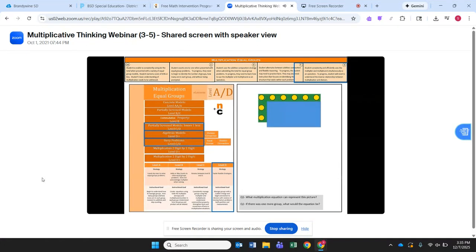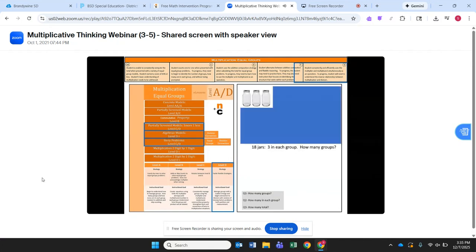So if you take a look here again, this would be in the E lesson, right? And it says, what multiplication equation can represent this picture? And they're going to go ahead and say, 3 times 6. If there was 1 more group, what would the equation be? Okay, and again, 1 more group's put in there, then they have to go ahead and do 4 times 6 is 24. Again, this is not very difficult for them, but it's something you need to make sure is in place.